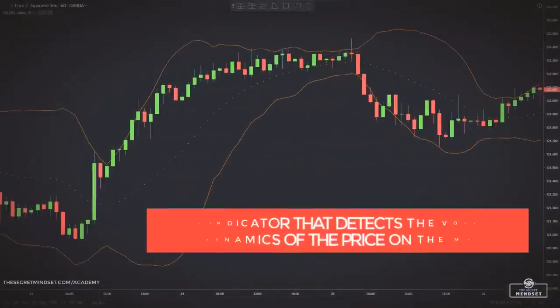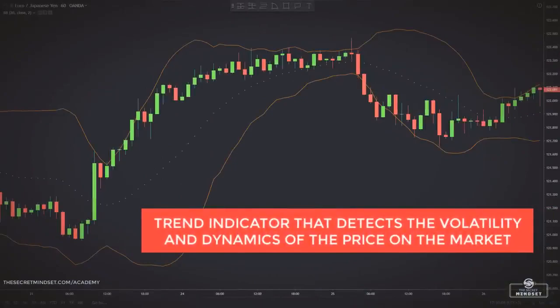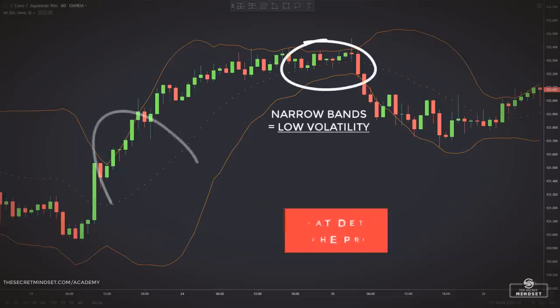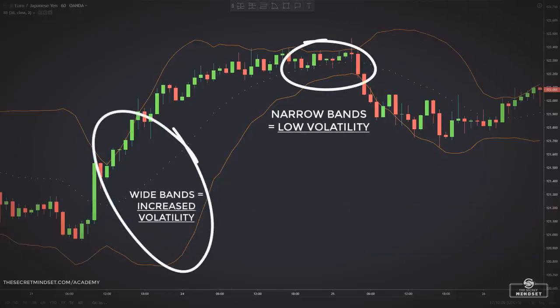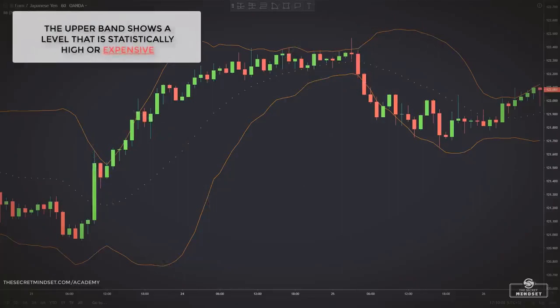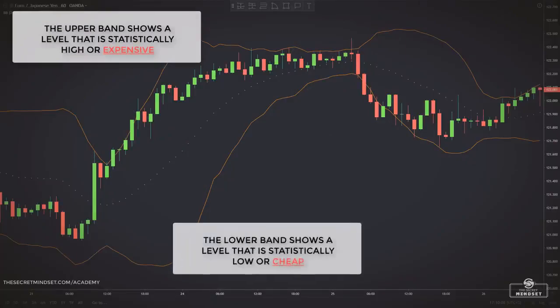Bollinger Bands are a trend indicator that detects the volatility and dynamics of the price on the market. The bands contract when the market volatility is low and expand when the volatility increases. During periods of low volatility, the bands are narrow, while during periods of high volatility, Bollinger Bands expand drastically. The upper band shows a level that is statistically high or expensive. The lower band shows a level that is statistically low or cheap, and the Bollinger Bandwidth correlates to the volatility of the market.